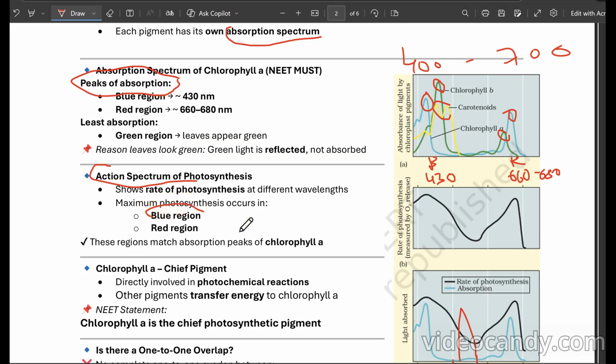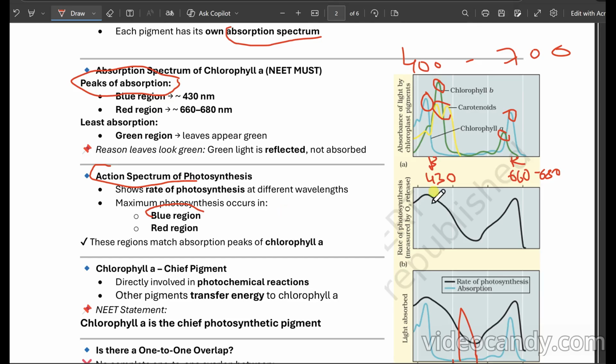So under the blue region, under the blue light the maximum photosynthesis happens. That's why the chlorophyll A absorbs more blue light. Under the red region the more photosynthesis happens. That's why chlorophyll A absorbs more red light.